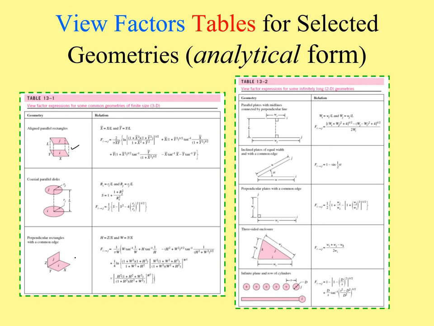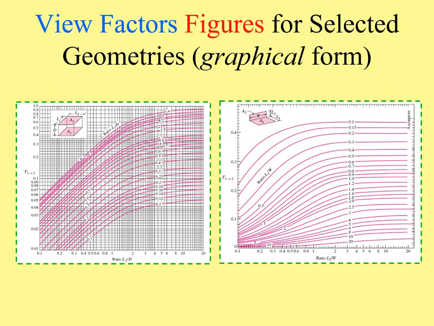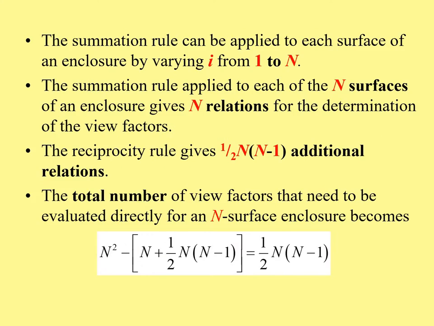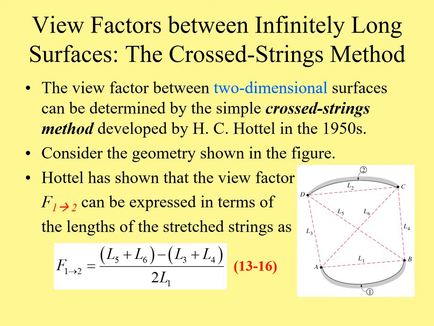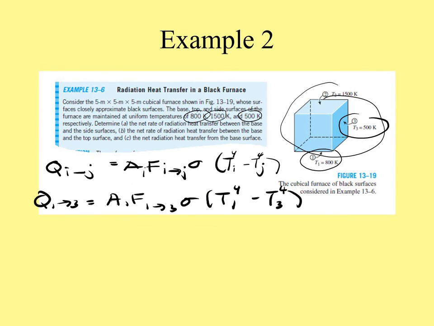Also, because we have a cubical shape, and we need the bottom surface and the side surface, this one is perpendicular rectangles with a common edge, so also not applicable for us. These two are also not applicable. So basically we need to use the rules to solve the view factor 1 to 3.